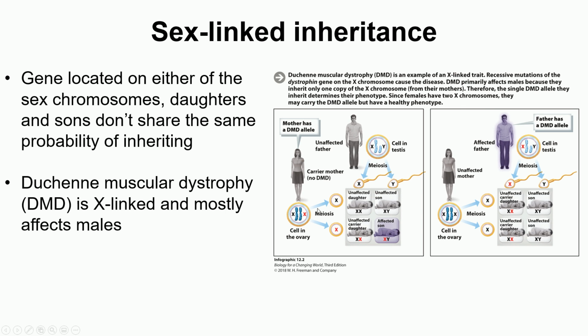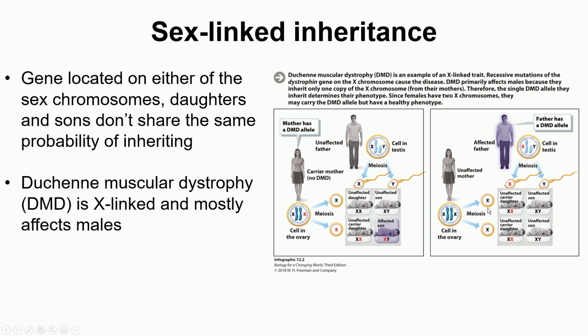By meiosis, gametes will be formed. In the male, the gametes will be X and Y. In the female, one X. So this X chromosome has a normal allele of the dystrophin gene, and this X chromosome has a mutant allele for the dystrophin gene. And on this side, this is the unaffected mother and this is the affected father.